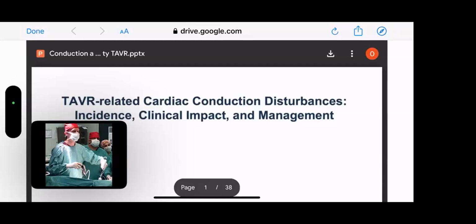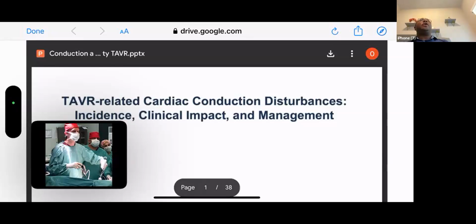So what's the risk, how often? Like I said, these days the majority of complications post TAVR or during TAVR have reduced. In fact, they are almost 1% or less than 1% now, for the majority.